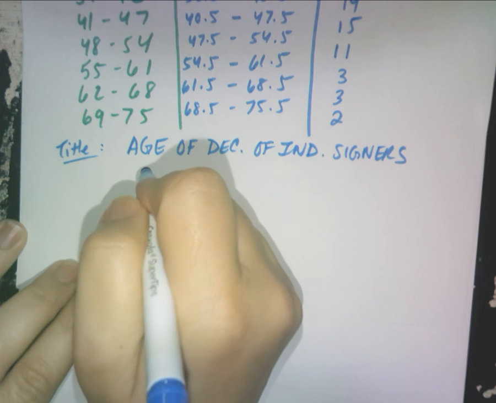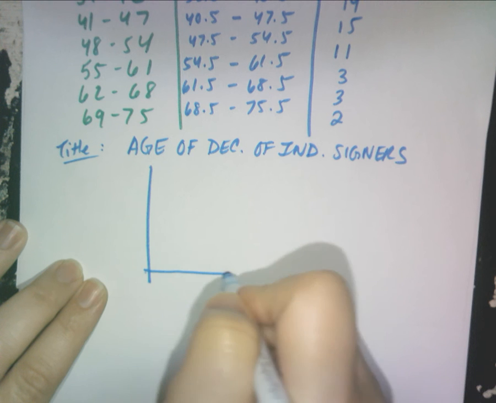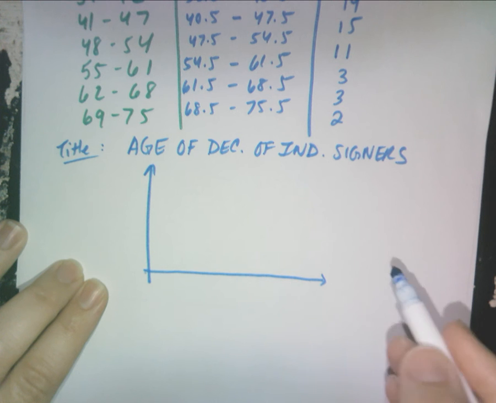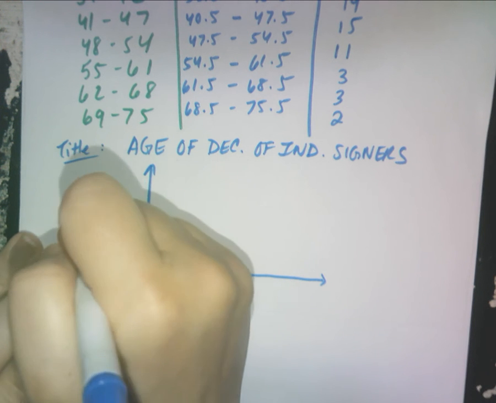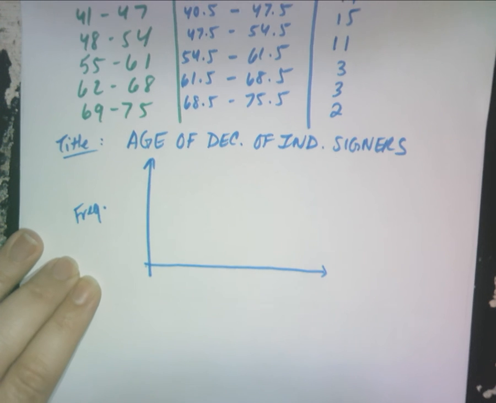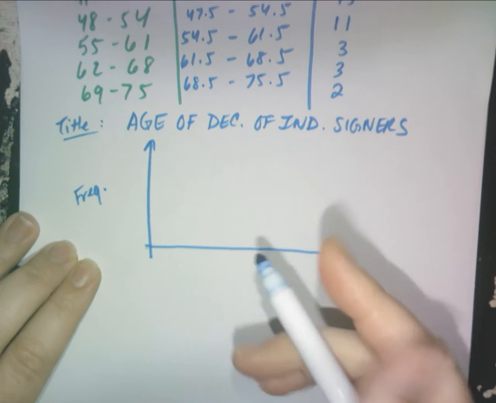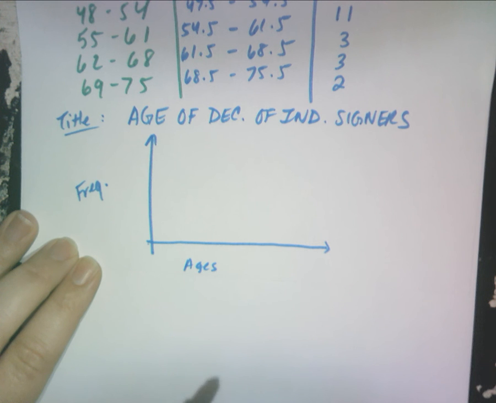Then you're going to draw your X and Y axis and you're going to label them. That was the first step I said. So here's your X axis. Notice you're in quadrant 1. Here's your Y axis. Your Y axis is always the frequency. Okay. Your X axis is your boundaries for their ages. So you can write ages, but we're going to plot the boundaries.